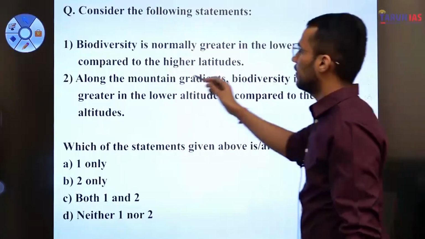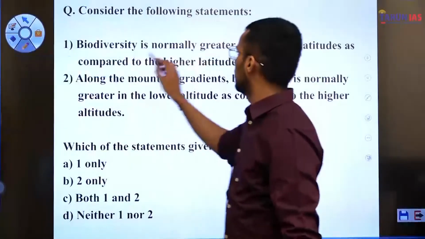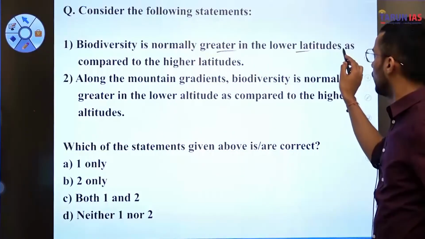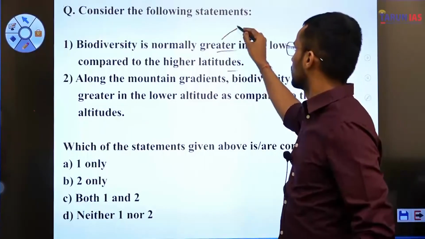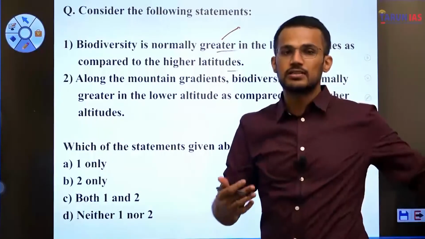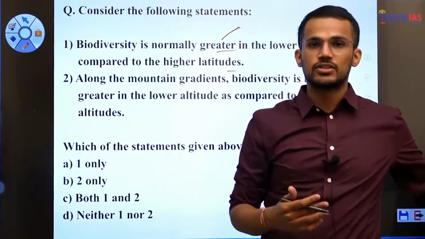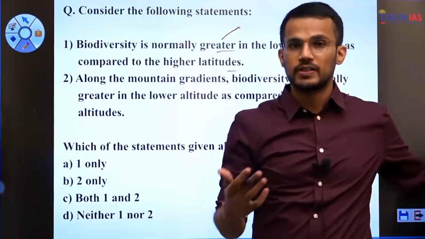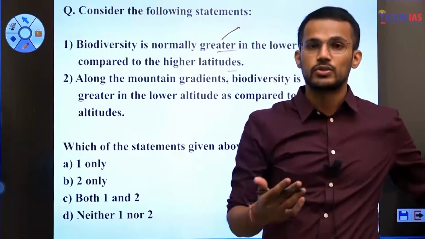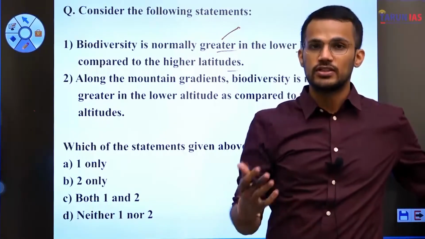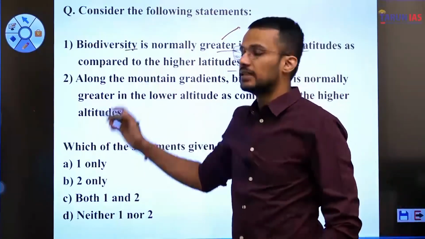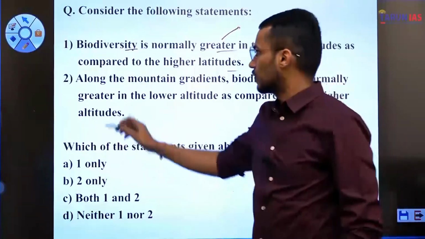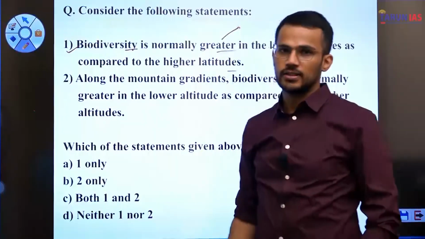The statements are: biodiversity is normally greater in the lower latitudes as compared to higher latitudes. We have discussed this because lower latitudes have good climatic conditions. Also, primary productivity is more at lower latitudes, and niche diversity is also more at lower latitudes, and hence biodiversity is more. And that's why the first statement is correct.